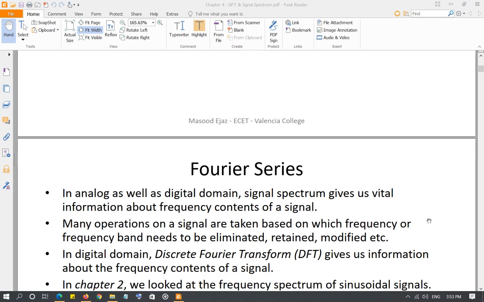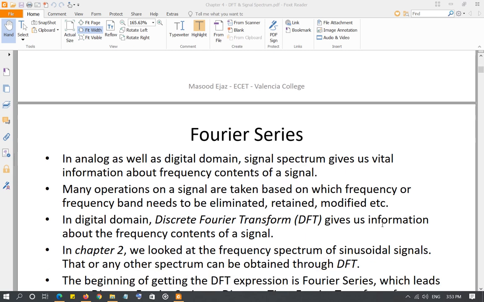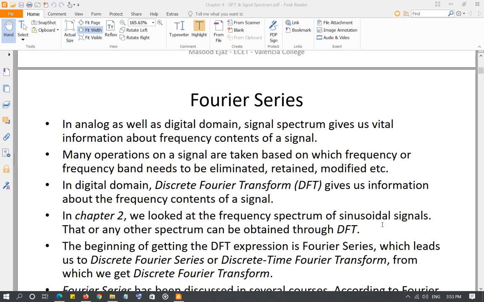So the Fourier series, as I have discussed in other classes as well, says any periodic analog signal can be decomposed into three components: the average value of the signal, which may be 0 or may not be 0 based on if the signal is symmetric about the x-axis or not. So it may be 0 or may not be 0. If it is symmetric about the x-axis, then it will be 0.